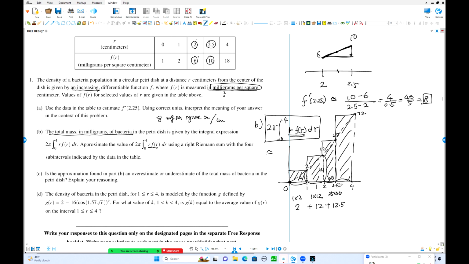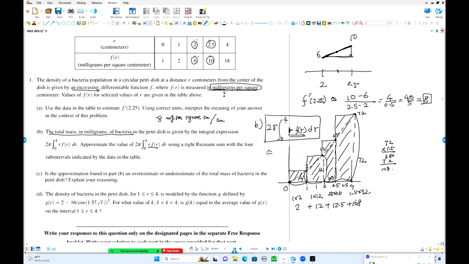The next one is what? 4 minus 2.5 is 1.5 now. 1.5 times 72, right? So 1.5 times 72. This one, you can use a calculator, okay? How much is this one? Can you have a calculator? 108, right? Okay. So this one is 108.